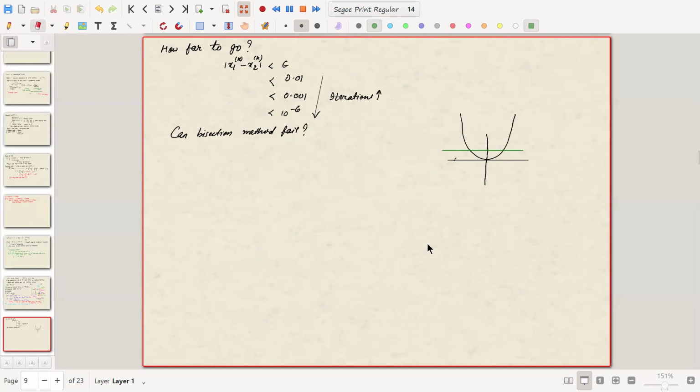Okay. Let us rub this one off. Just ignore this thing, but treat this as x-axis and y-axis. Fine. So these two are the roots. Are you seeing that? Yeah. So now can bisection method work here?